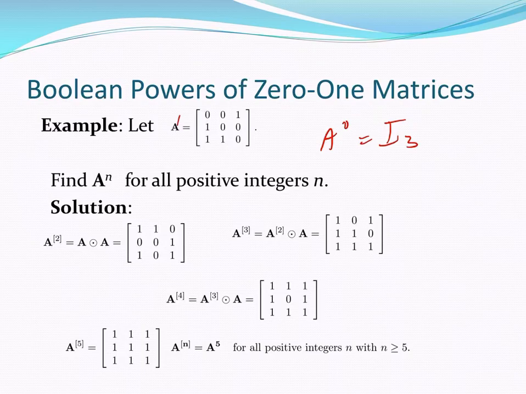will end up being all ones. And whenever you have all ones with Boolean multiplication, you're going to get all ones back. So this will be all ones for every higher power of A. And that's 0-1 matrix operations.